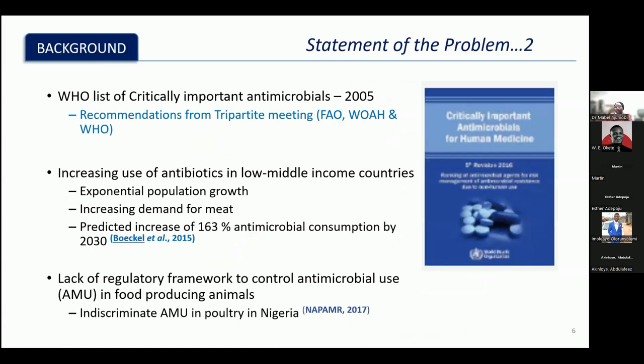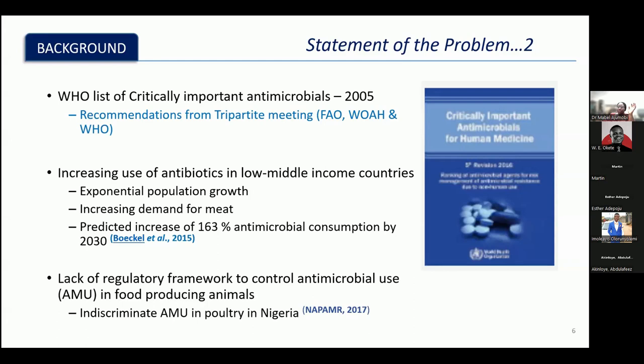In 2005, based on the recommendation of the tripartite, that's FAO, the United Nations Food and Agriculture Organization, the World Organization for Animal Health, and the World Health Organization, WHO developed a list of critically important antimicrobials for human health. The World Organization for Animal Health, previously known as OIE, also did the same for animal health.